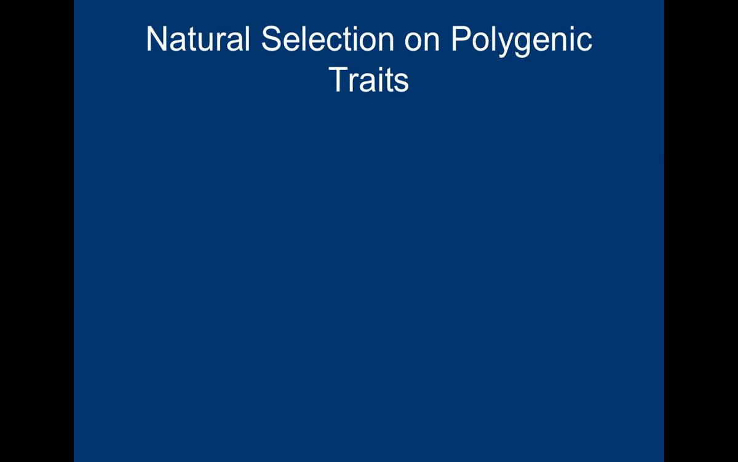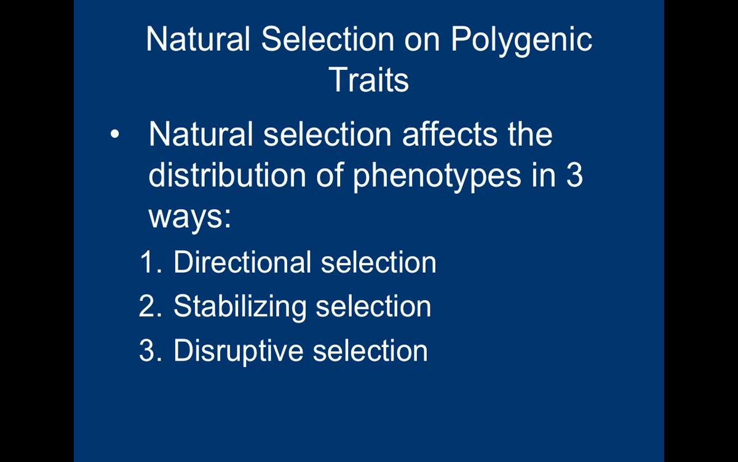All right, so let's now take a look and kind of finish up this section by talking about how natural selection works on polygenic traits. We can actually affect a polygenic trait in three ways: directional selection, stabilizing selection, and disruptive selection. So let's talk first about directional selection.